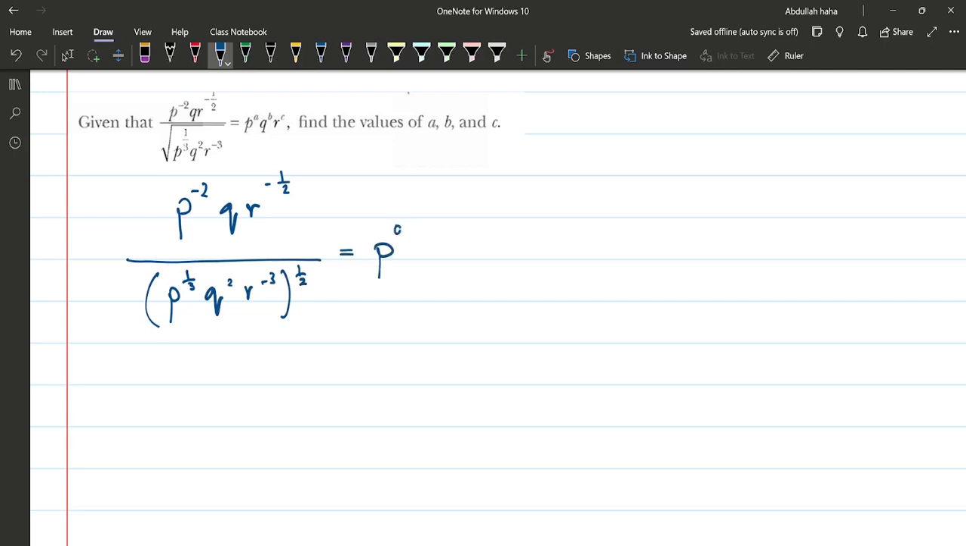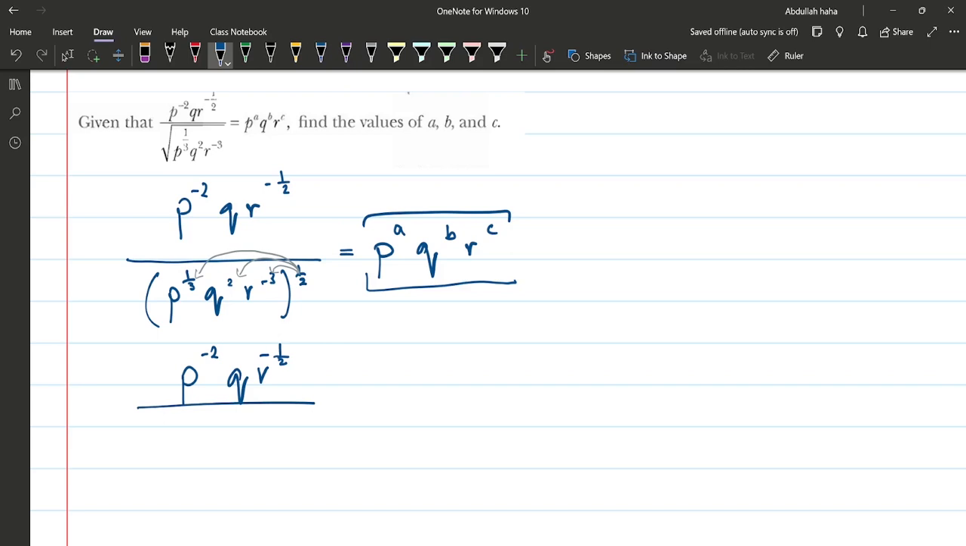So p to the power a, q to the power b, and r to the power c. So don't worry about what all this is, we're just going to get to it. Alright, so let's simplify this out. To simplify, we're just going to have to multiply the power, so power distribution. Alright, so p to the power minus 2, q to the power minus 1 over 2, over p to the power 1 over 6, q to the power 1, and r to the power minus 3 over 2.